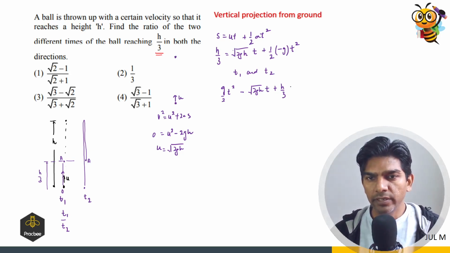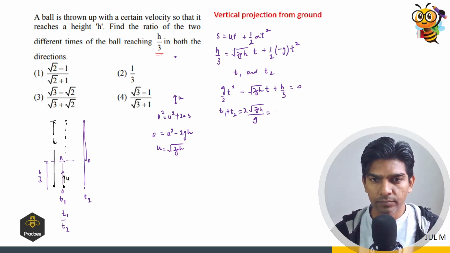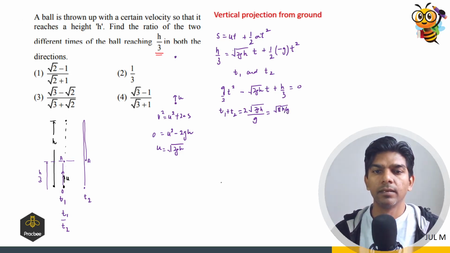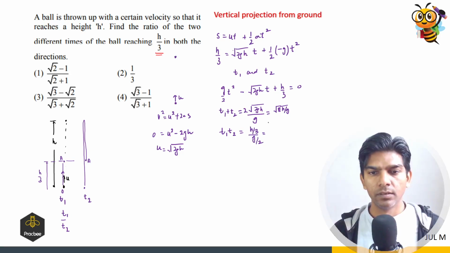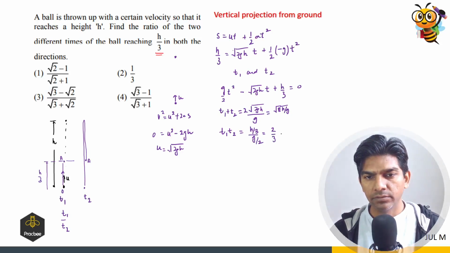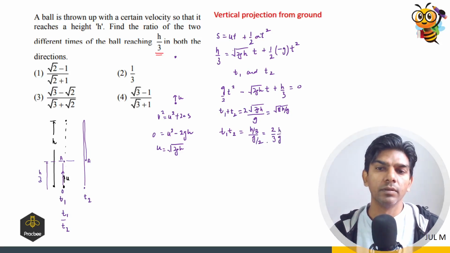So we got this quadratic. What is the sum of roots? t1 plus t2 will be minus b by a. Okay, so we got this, and this can be written as root 8 h by g, right? And if you want to find the product of roots, t1 t2, that will be c by a, so that will be h by 3 divided by g by 2. So it will be 2 by 3 h by g, right?